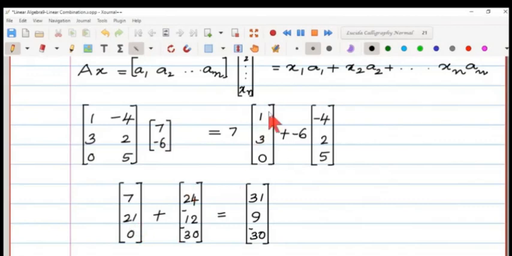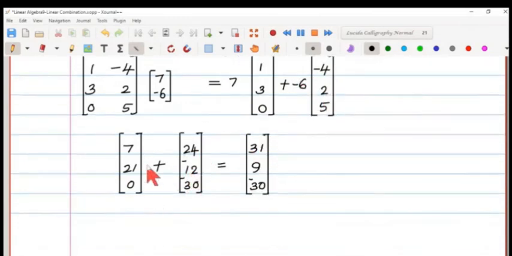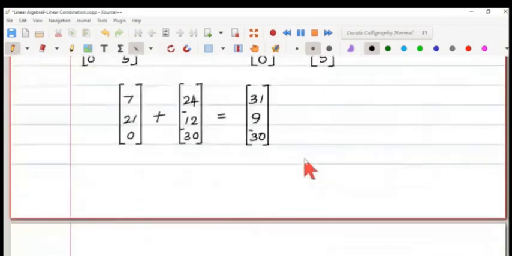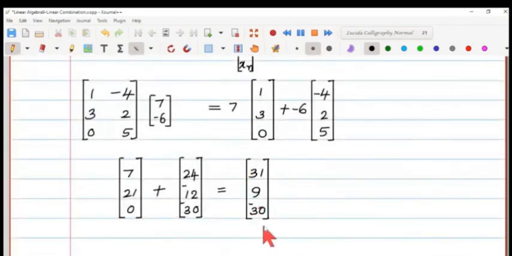So multiplying this, we will get 7, 21, 0. Minus 6 into 4, 24, minus 6 into 2, minus 12, minus 6 into 5, minus 30. So after adding this, we will get like this. So this is the matrix vector product. So the matrix vector product will be a single column.